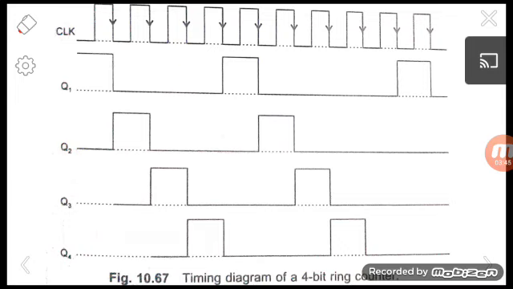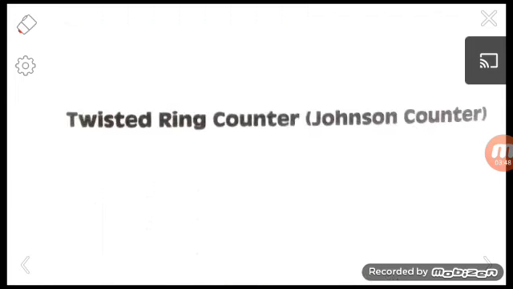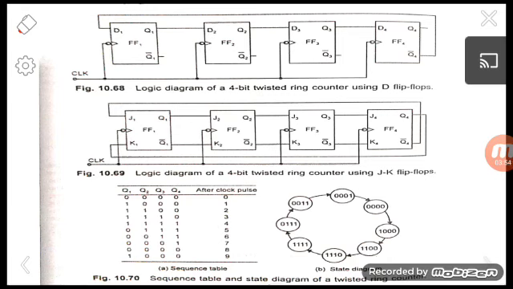The next shift register counter is the twisted ring counter, or we can call it the Johnson counter. This Johnson counter can be constructed like this. In the previous ring counter we gave the Q4 output as the input of the first flip flop, but here we give the inverted output, Q4 bar, as the input of the first flip flop. We can also construct it using JK flip flop. Here Q4 bar is given as the input of J1, and Q4 is given as input of K1.